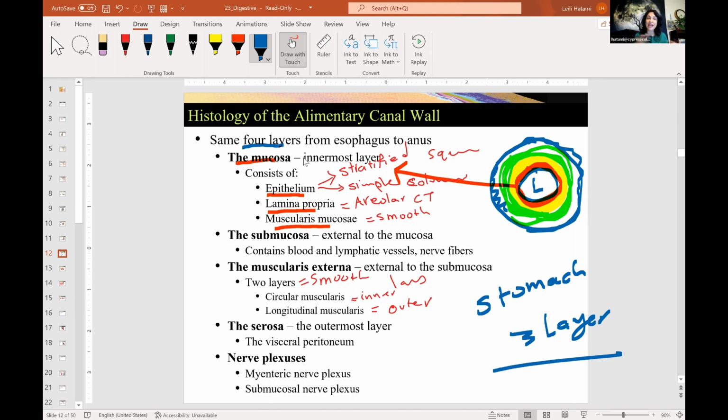What is the difference between adventitia and serosa? The serosa is the connective tissue plus epithelium, but adventitia is just the connective tissue. And also in this wall, we have two nerve plexuses: the myenteric nerve plexus, which is going to be found between the inner and outer layers of the muscularis externa, and the submucosal nerve plexus, which, as is obvious, is going to be found in the submucosal layer.